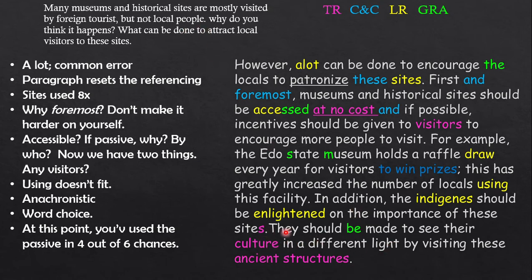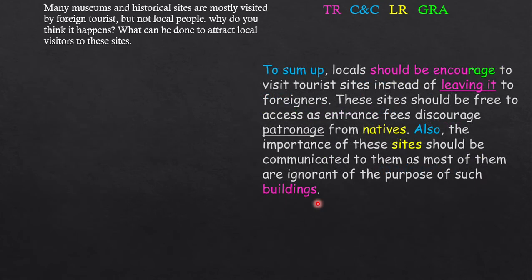"You may need to see their culture in a different light by visiting these ancient structures." And we've gone over why it's not ancient structures. You forced them to go. Museums aren't ancient. All right, to sum up.